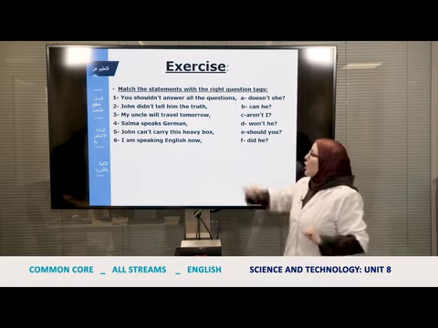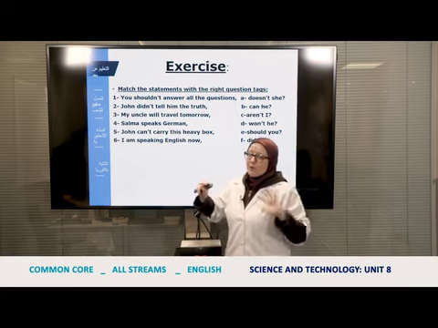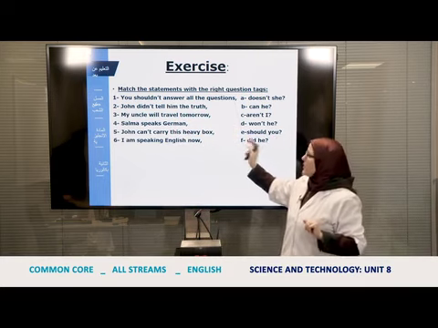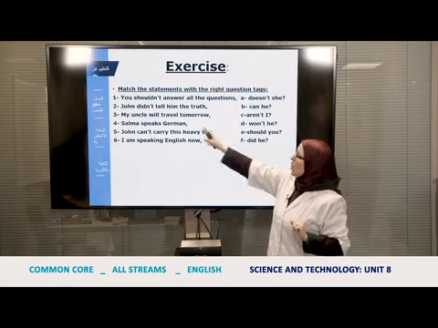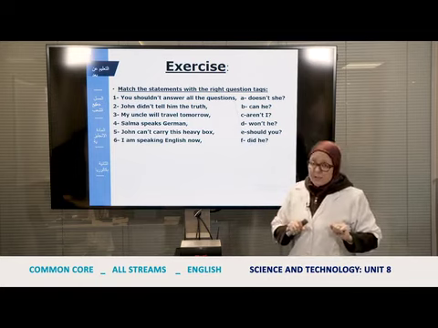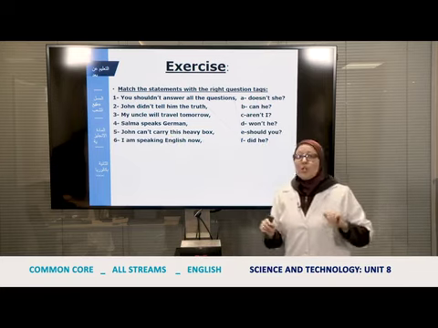The second one, you didn't tell him the truth. When the sentence is in the negative form, it's easier for you to form the question tag. So John didn't tell him the truth. So we have didn't, it becomes did. And John, we replace it with he. So this is the answer of example 2. Example 3 here. My uncle will travel tomorrow.